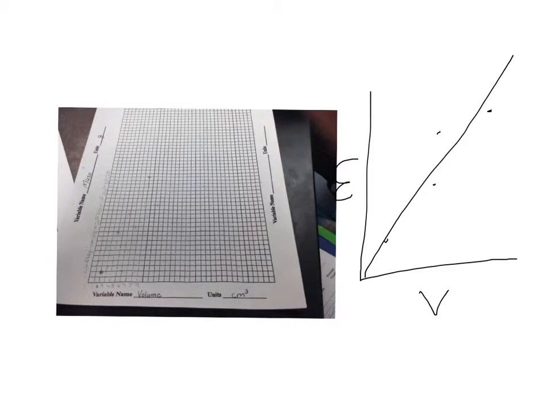We then took the set of data and used it to make a graph. On the graph, we put mass on the y-axis and volume on the x-axis. We plotted our 4 points, whatever they might be, and then we drew our best fit straight line using a straight edge.